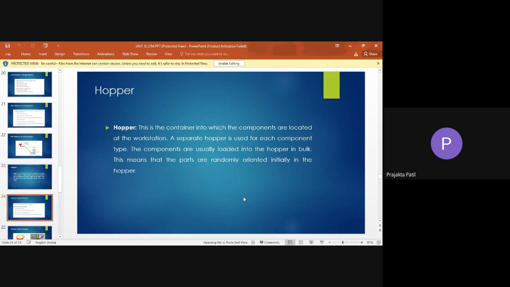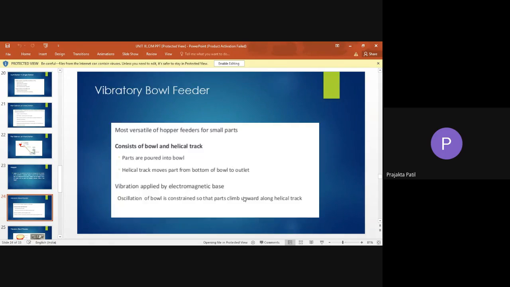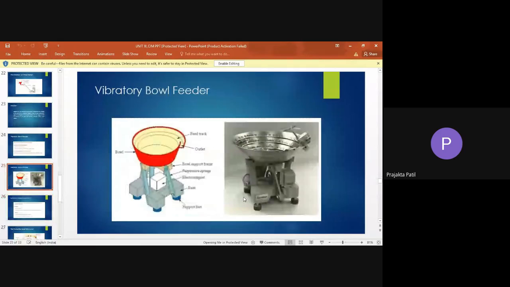There are these different types of hoppers that we see. Sorry, I'll just show you the diagram.